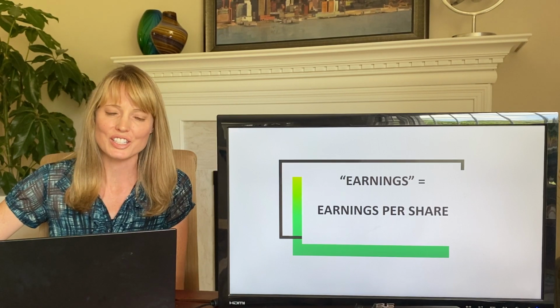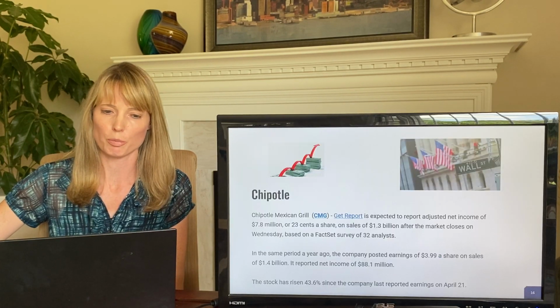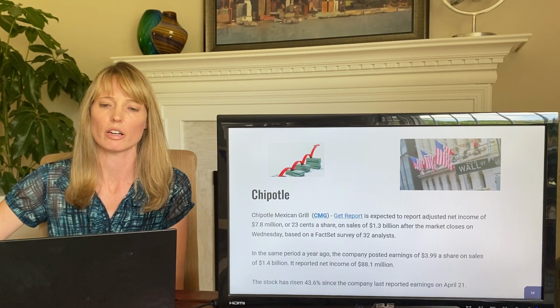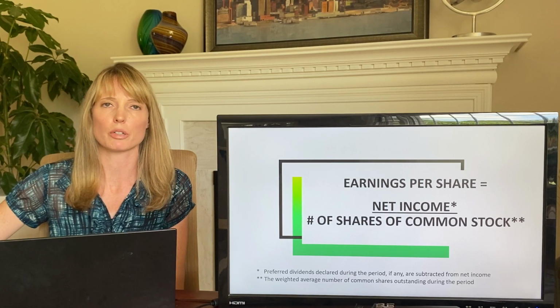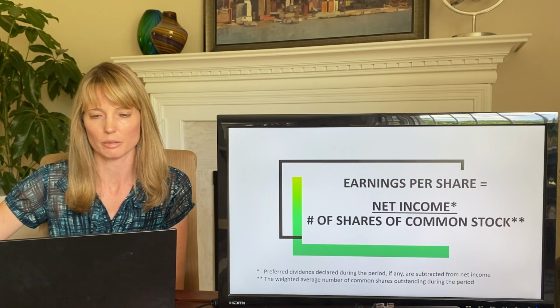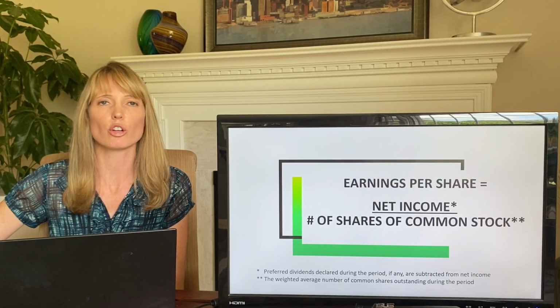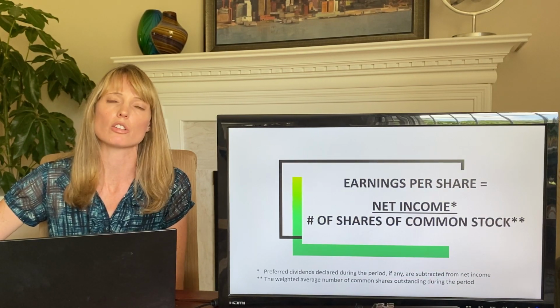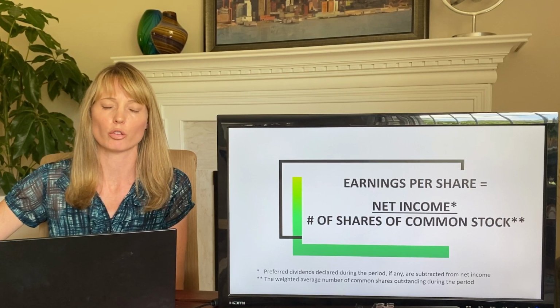When we say earnings, typically we mean earnings per share. And we saw that here with Chipotle, 23 cents a share. So we take that net income and we divide it by the number of shares of common stock outstanding. Why do we do that? Well, that helps us to control for size. Larger companies are expected to have more income, but we scale for size by using the number of shares of common stock.